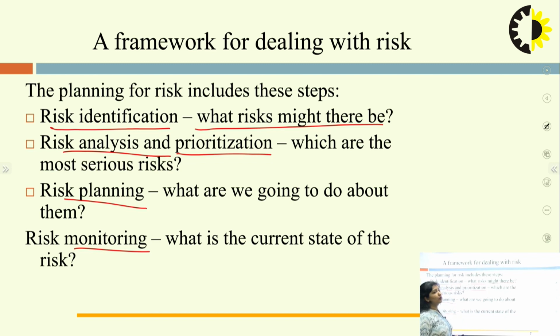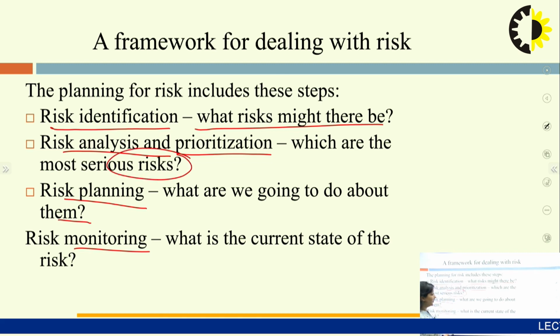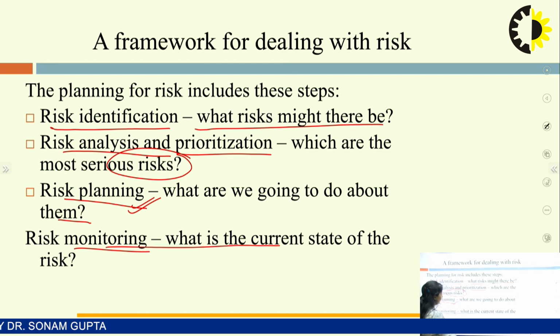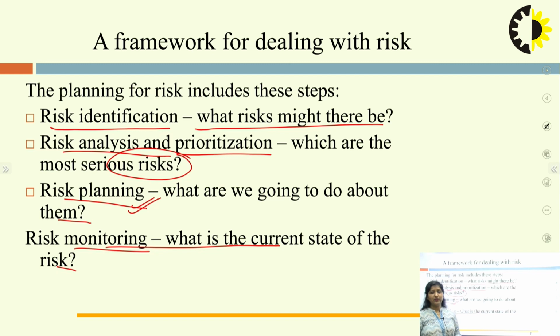Risk planning: what are we going to do about them? For the risks which we have identified and prioritized, what are we going to do, how am I going to overcome that risk? If that risk occurs in the system, how am I going to deal with it? That comes under risk planning. And finally, risk monitoring, that is the current state of the risk: if it has occurred, how much it has affected the system, or if it has not occurred, whether it is likely to occur in the future or will not occur at all. So this is the part of risk monitoring, the current state of the risk. This is the basic framework to deal with the risk.